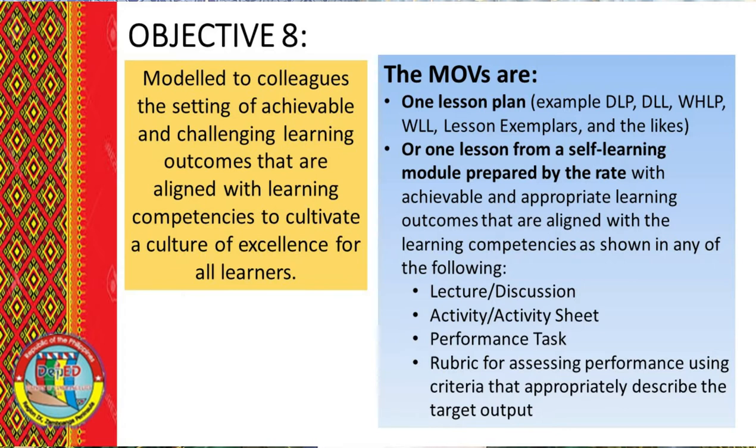The following are the MOVs: one lesson plan, examples, DLP, DLL, WHLP, WLL, lesson exemplars, and the likes. Or one lesson from a self-learning module prepared by the RATE with achievable and appropriate learning outcomes that are aligned with the learning competencies as shown in any of the following: lecture and discussion, activity or the activity sheet, performance tasks, rubric for assessing performance using criteria that are appropriately described, the target output, and demonstrated in a LAC session as attested by the LAC coordinator, approving committee with the proof of attendance of colleagues.